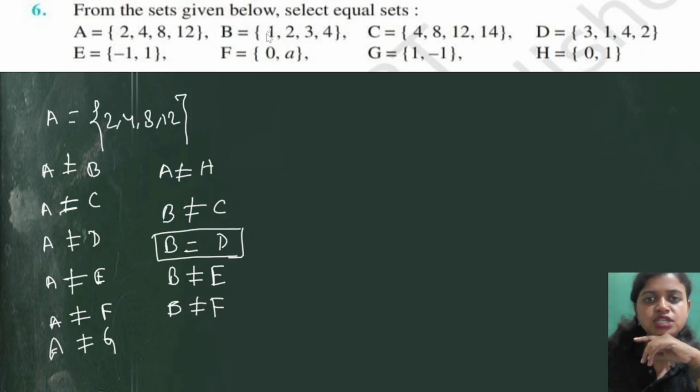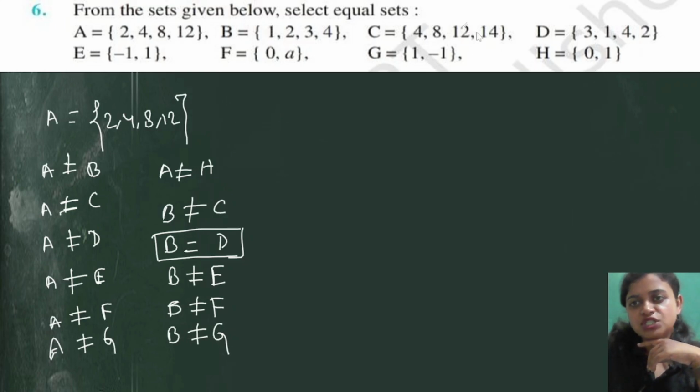B to G. 1 belongs to B, 1 belongs to G. 2 belongs to B, but 2 does not belong to G. That's why we'll write B not equal to G. Okay. Now B to H. 1 belongs to B, 1 belongs to H. But 0 is here, but 0 is not there. So we'll write B not equal to H.